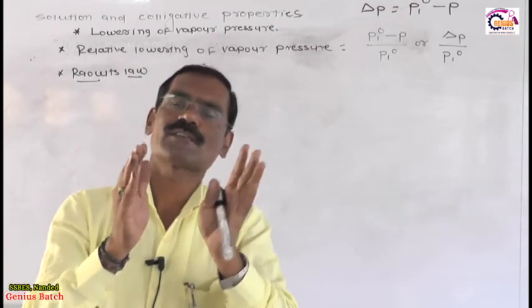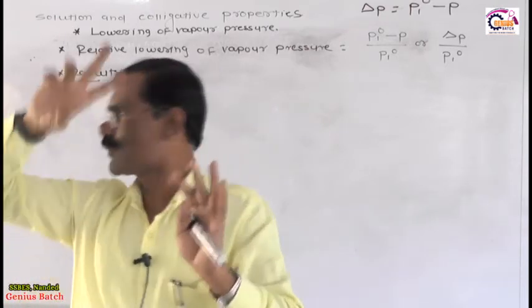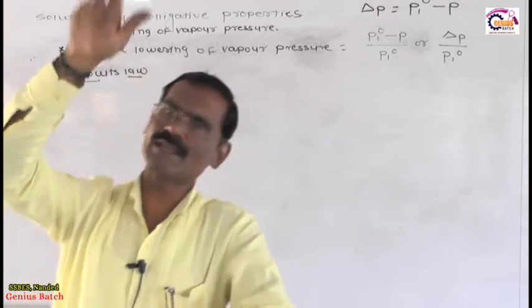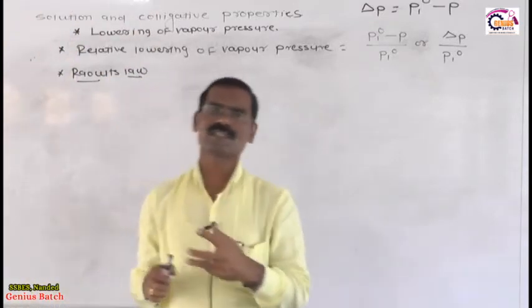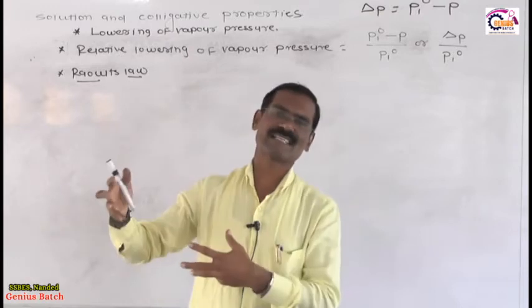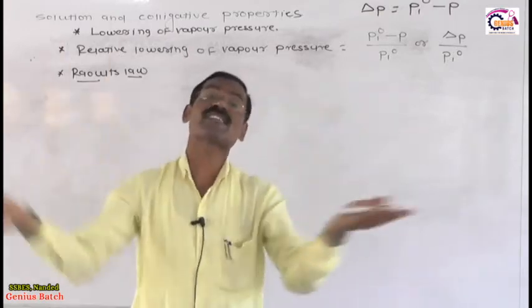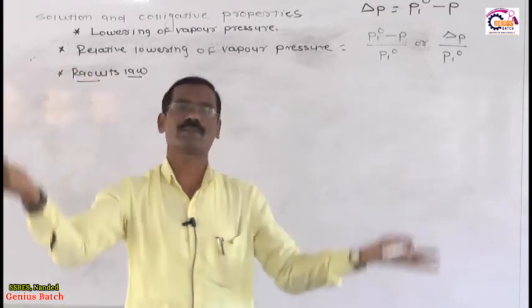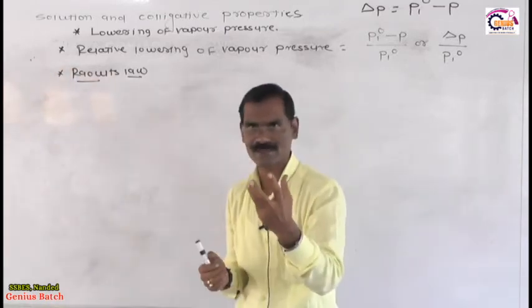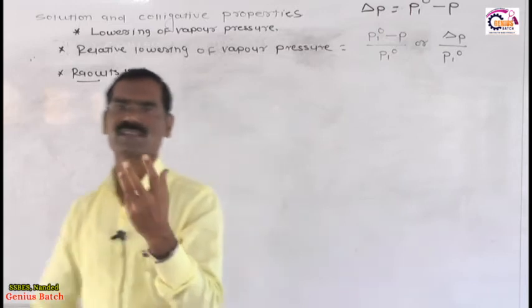Suppose we have a mixture of gases. You know, in the atmosphere so many gases are there: oxygen, nitrogen, carbon dioxide, etc. Now what is the pressure of that carbon dioxide in the mixture of gases? That pressure is called the partial vapor pressure. You got the meaning of partial pressure? What is the definition of partial pressure?